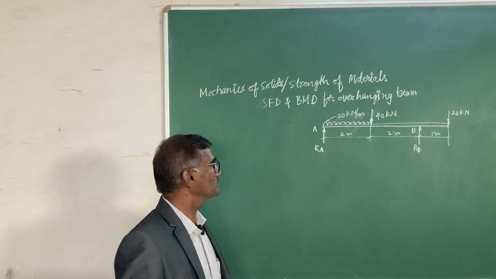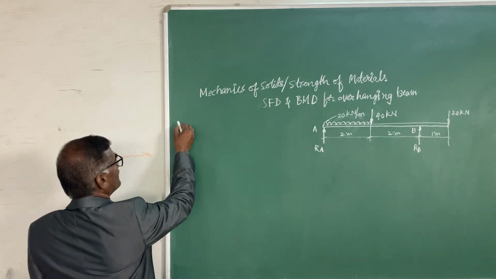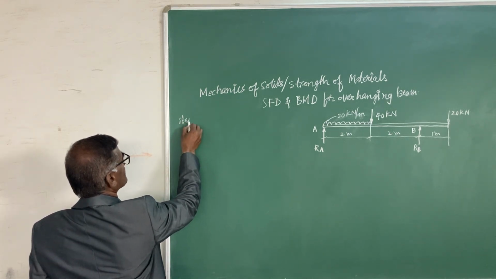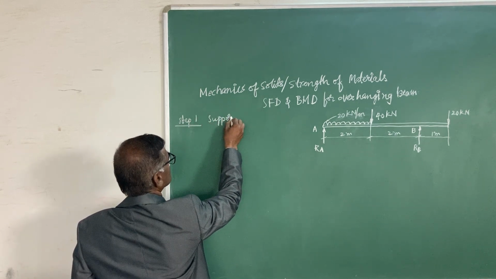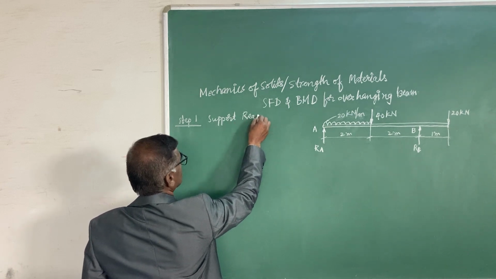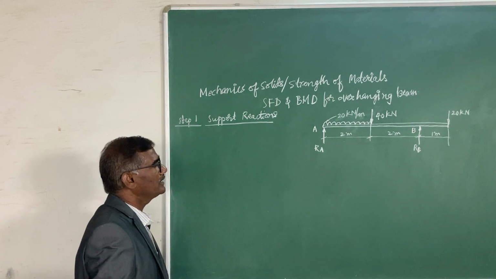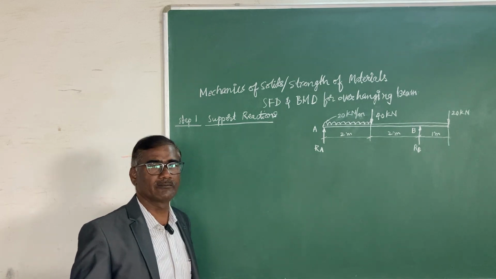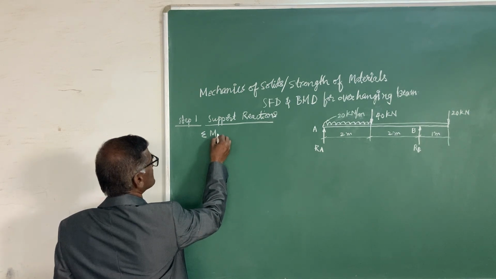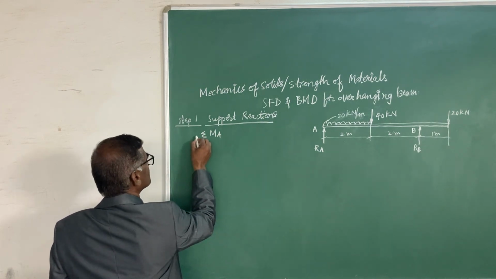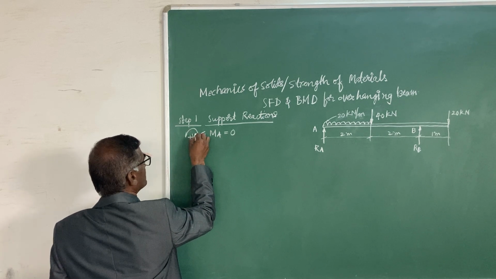As you know, you can solve this problem by means of 3 steps. The very first step, step number 1, is support reactions. You have to find out support reactions at A and B by considering the equilibrium of the beam. Let us write down the sum of the moments about point A, that is the left end, equals 0, and treat anti-clockwise moments as positive.